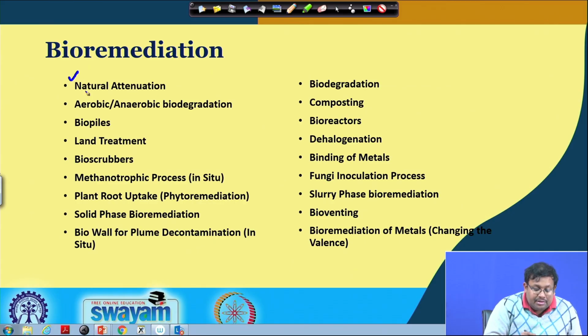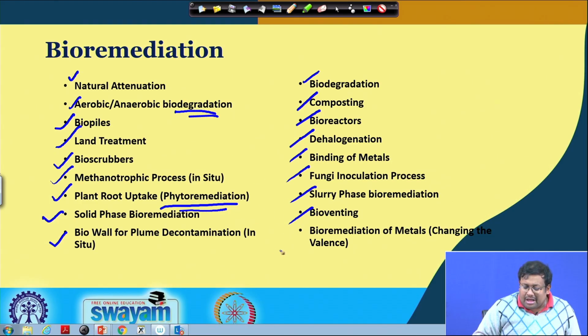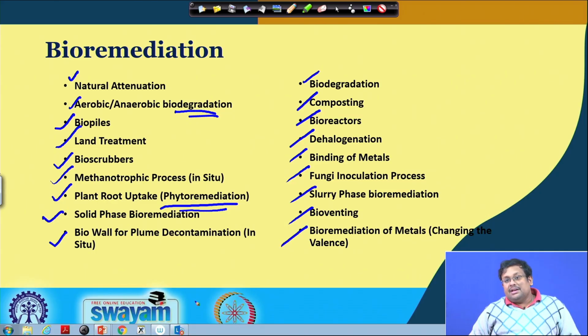First of all, natural attenuation, then aerobic or anaerobic biodegradation, we will discuss biodegradation, and then biopiles, land treatment, bioscrubbers, methanotrophic process, in situ methanotrophic process, then plant root uptake or phytoremediation. We will also discuss in detail the phytoremediation process, and then solid phase bioremediation, biowall for plume decontamination in situ, then biodegradation, composting, bioreactors, dehalogenation, binding of metals, fungi inoculation process, slurry phase bioremediation, bioventing, and bioremediation of metals, basically changing of the valence. So, these are different aspects of bioremediation.